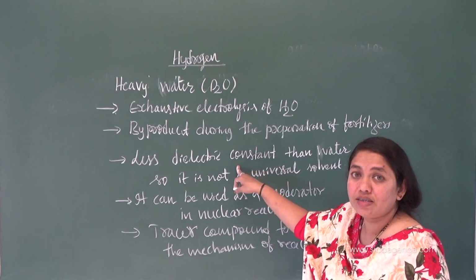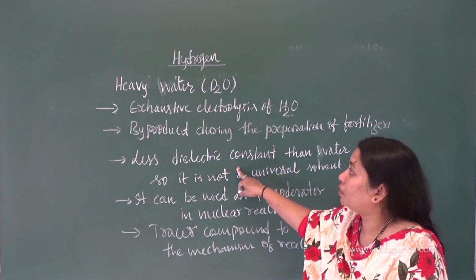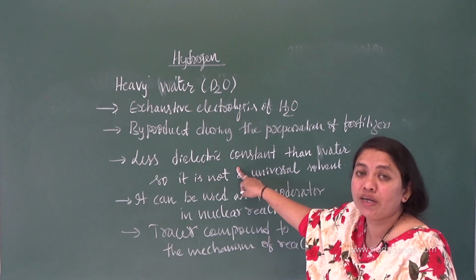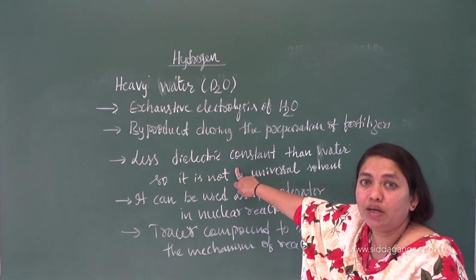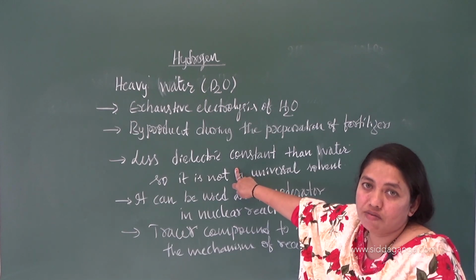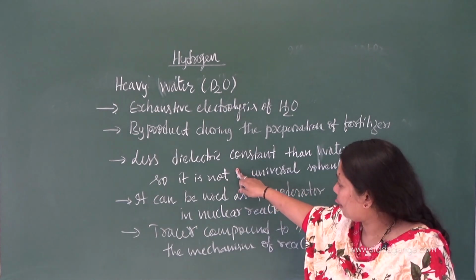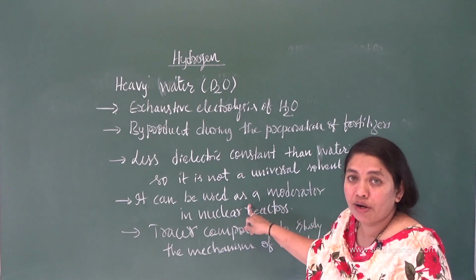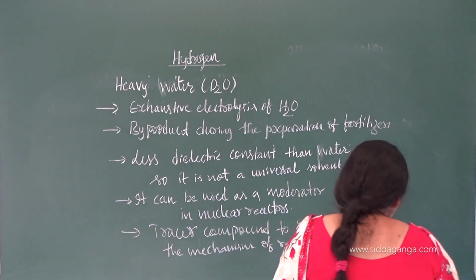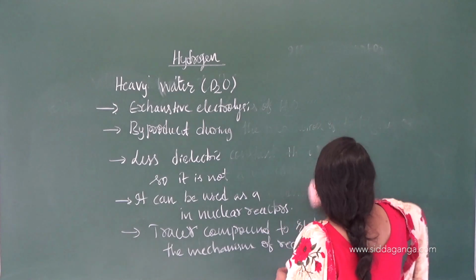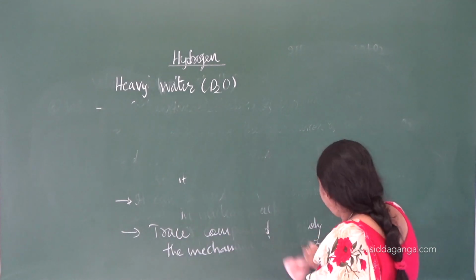Then its dielectric constant is less. You can compare all the other physical properties of heavy water with water, which have been given in the NCERT textbook. No need to learn them by heart, just go through them. See which values resemble water and which are different for heavy water. It is not fit for drinking purposes also, because of the variation of those properties. Then it can be used as a moderator, and finally as a tracer compound also. Now some of the chemical properties are almost similar to water, but in place of H I am going to write D, that is deuterium.